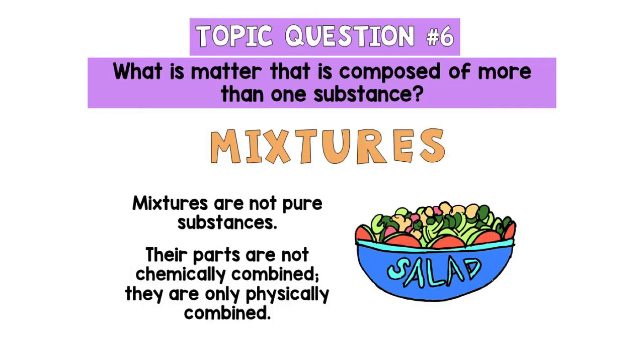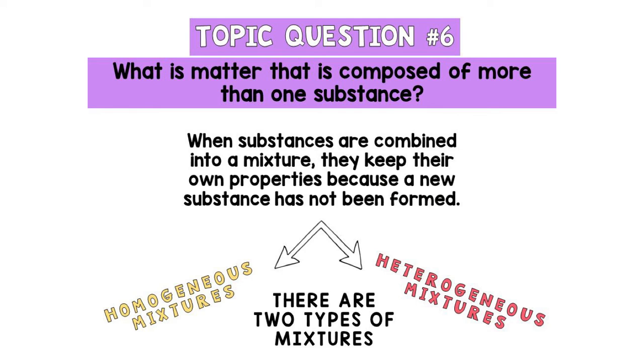Let's look at topic question 6. What is matter that is composed of more than one substance? Well, we call that a mixture. Mixtures are not pure substances. Their parts are not chemically combined, they are only physically combined, which means to separate them, we don't have to have a chemical reaction. We simply physically separate them, or separate them according to their physical properties. When substances are combined into a mixture, they keep their own properties because a new substance has not been formed.